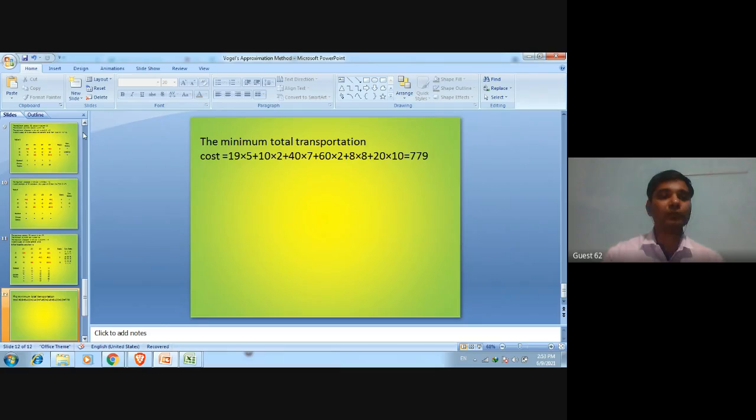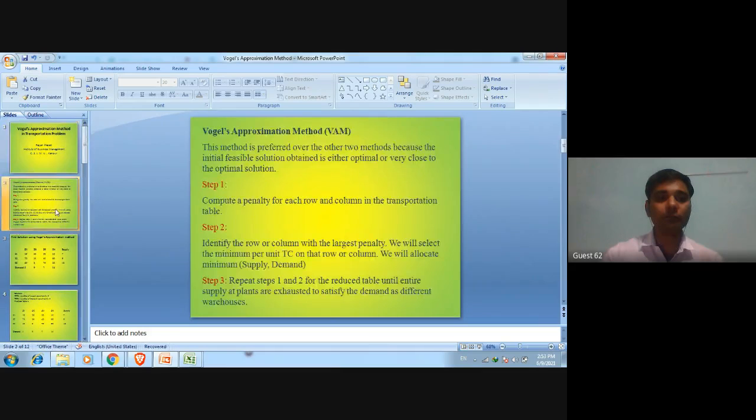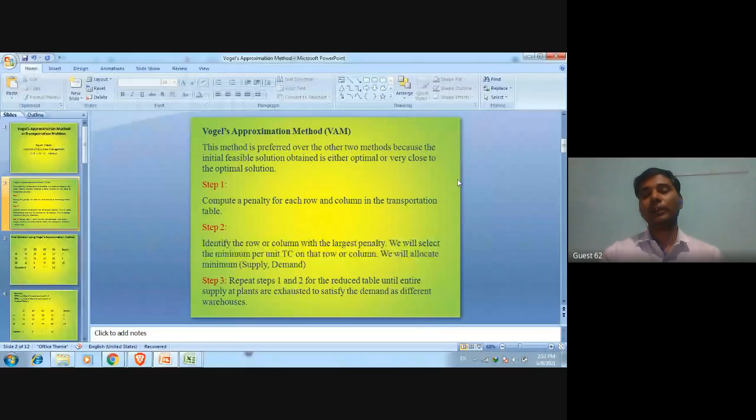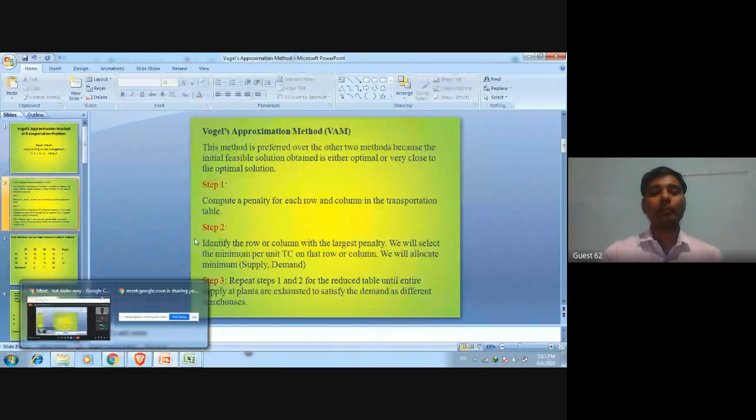That's why I told you initially that this method is preferred over the other two methods, because the initial feasible solution obtained is either optimal or very close to the optimal solution. So if any question comes in your exam related to the optimality test, then you will prefer to apply the VAM method. So this is all about the VAM method.